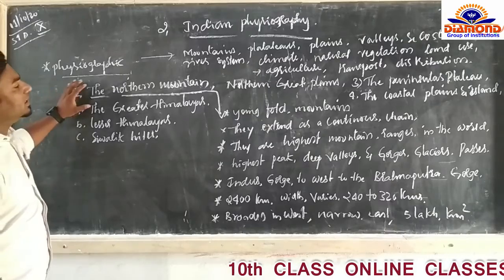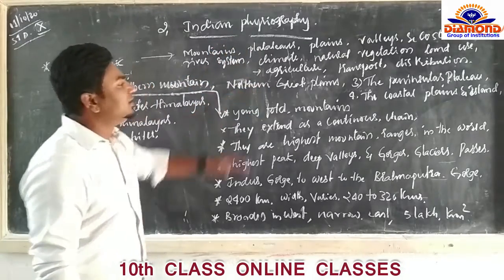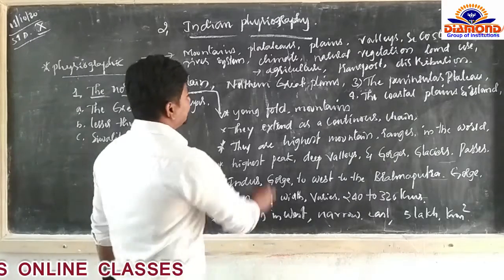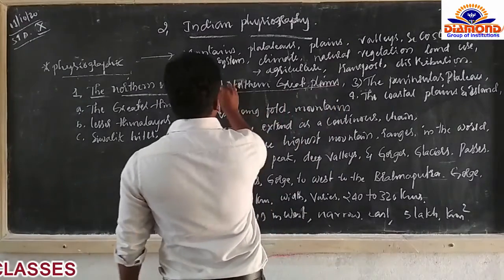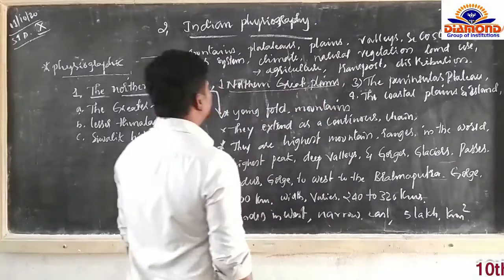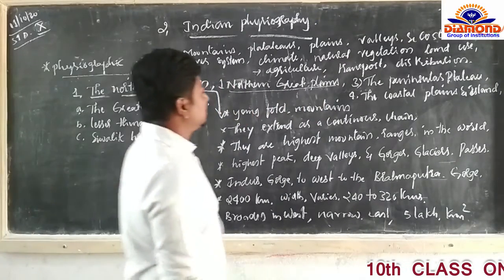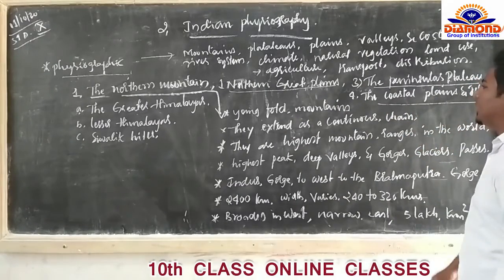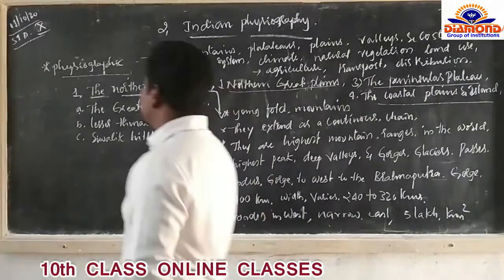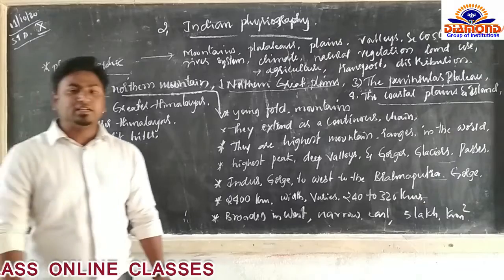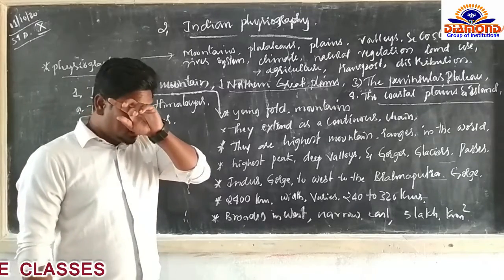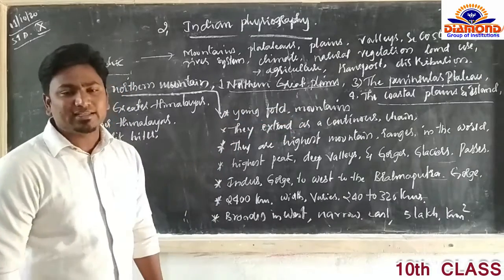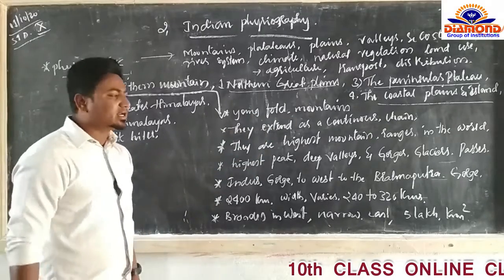To understand this physiography, it is divided into three parts. The Indian physiography is divided into three ranges: the northern Great Plains is the first one, then the peninsular plateaus, and then the coastal areas and islands. These divisions give the Indian land its different looks and appearance. Based on that, we will understand the physiographic divisions of our country.